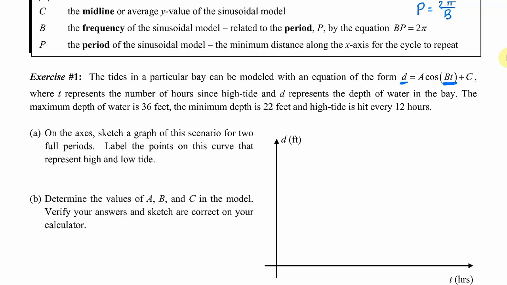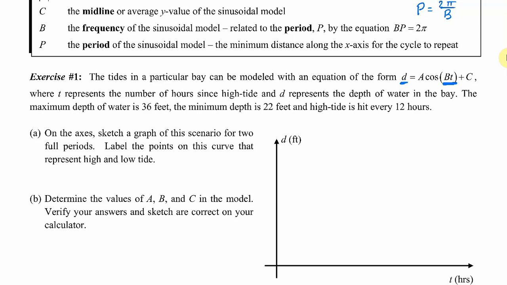And let's see, the maximum depth of the water is 36 feet. The minimum depth is 22 feet. And high tide is hit every 12 hours. On the axis, sketch a graph of this scenario for 2 full periods. Label the points on this curve that represent high tide and low tide.